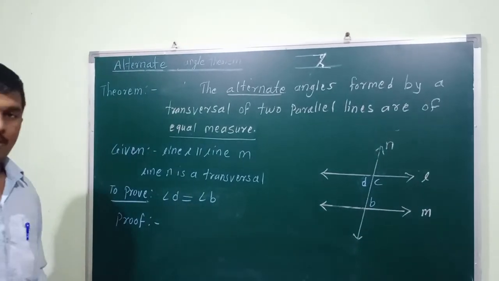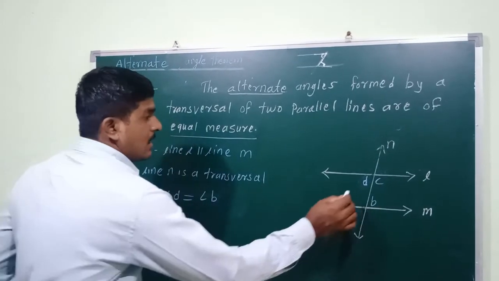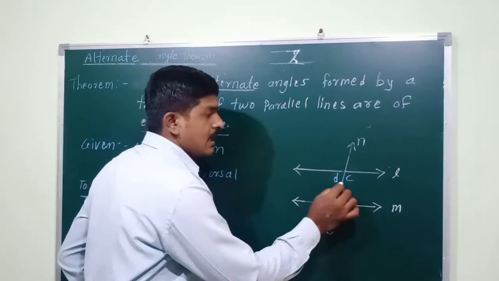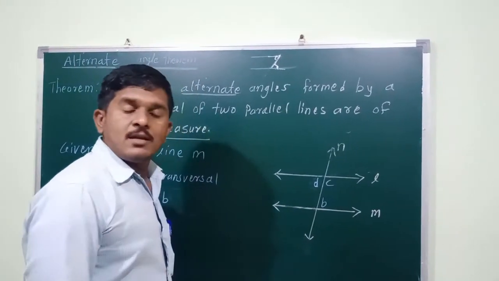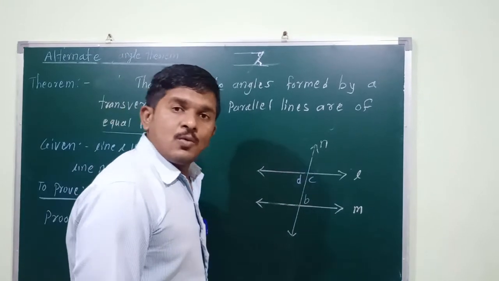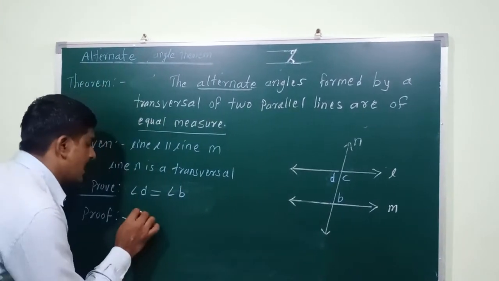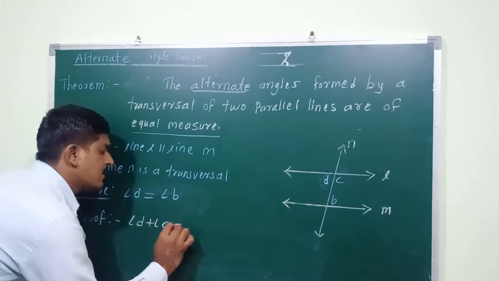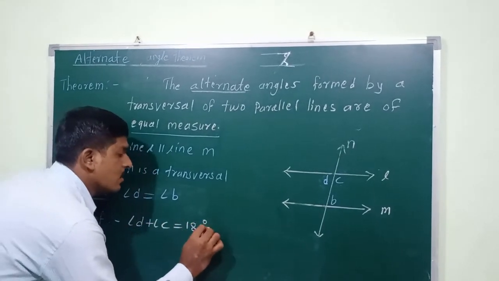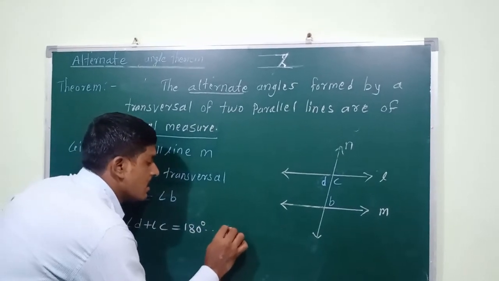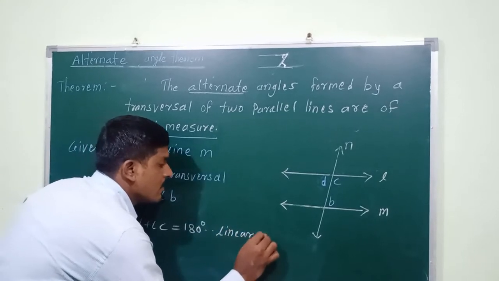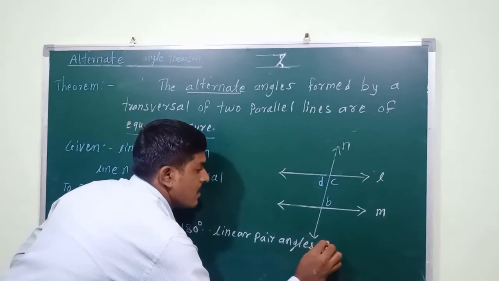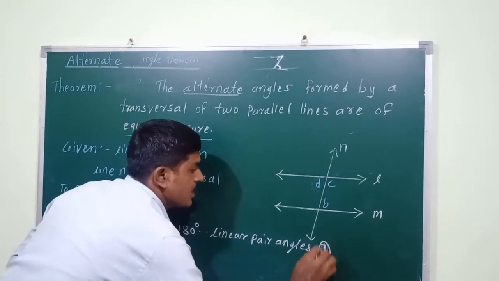Proof: angle D and C are a linear pair. Linear pair angles measure 180 degrees. Hence, angle D plus angle C is equal to 180 degrees. What is the reason? Linear pair angles. This is the first equation.